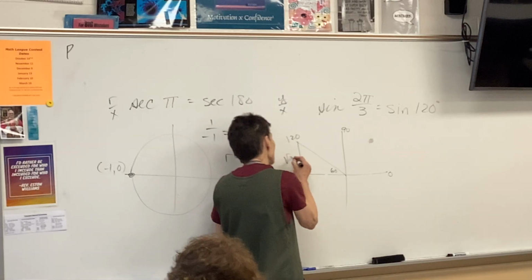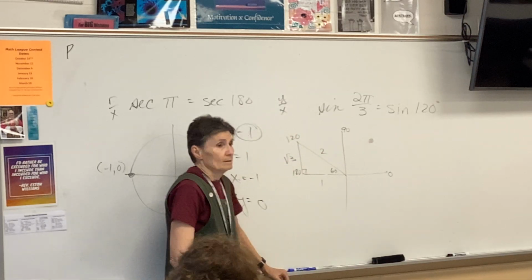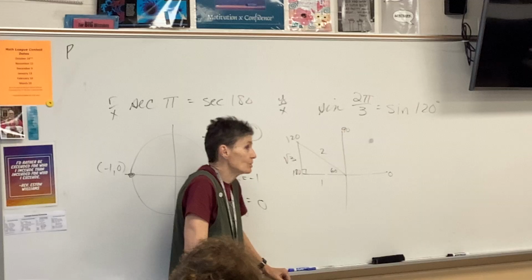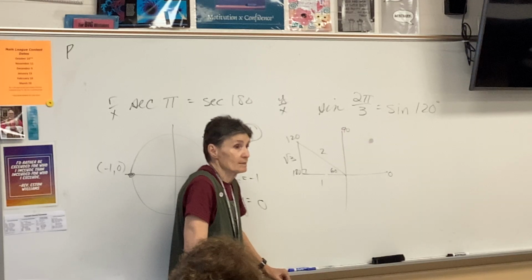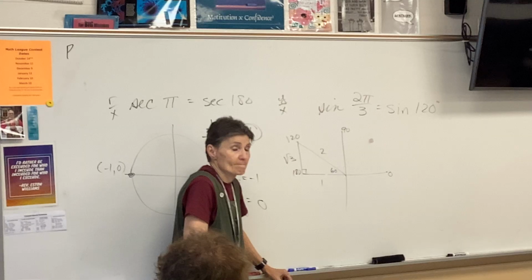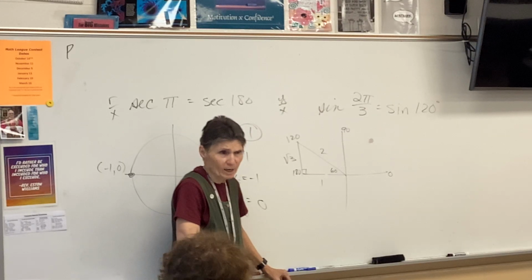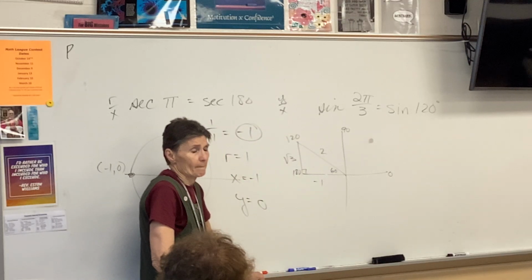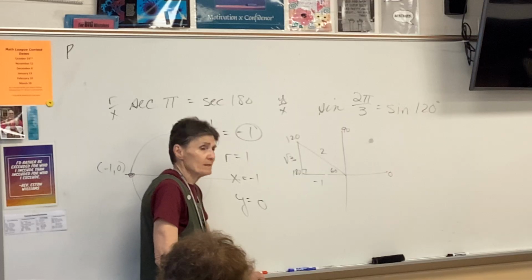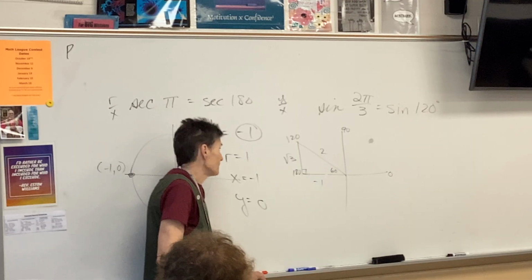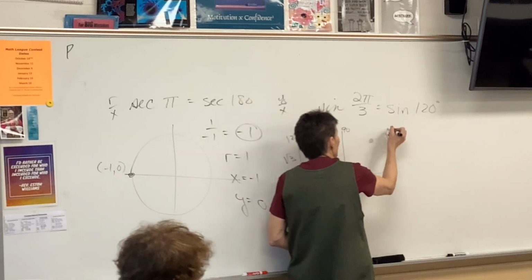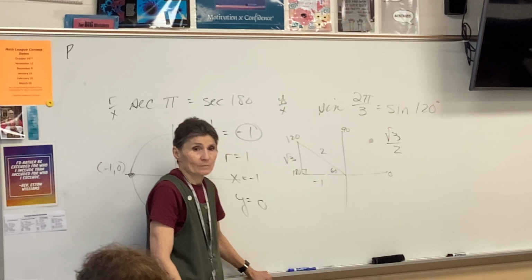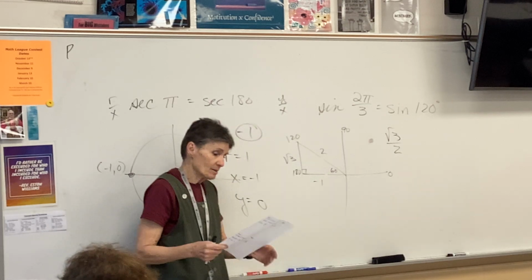So, 30, 60, 90, I can label the sides. Across from the 30 is 1, across from the 90 is 2, that hypotenuse is 2, and the opposite is root 3. Anything negative, I have to remember to check that. The 1's negative. What's sine? Sine is opposite over hypotenuse. So won't that just be root 3 over 2? Right?